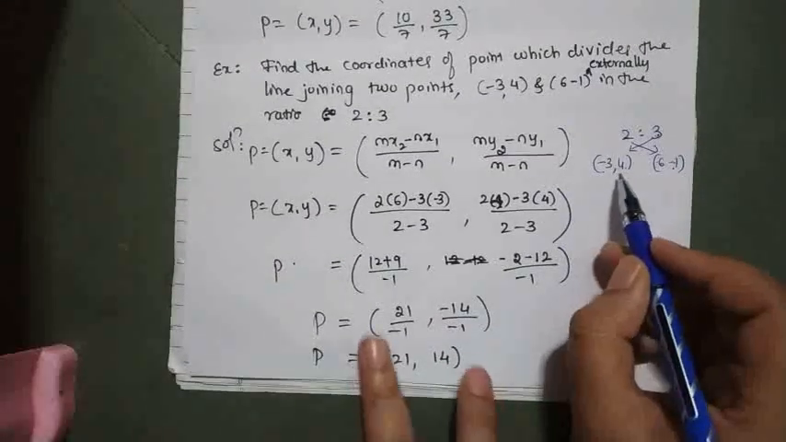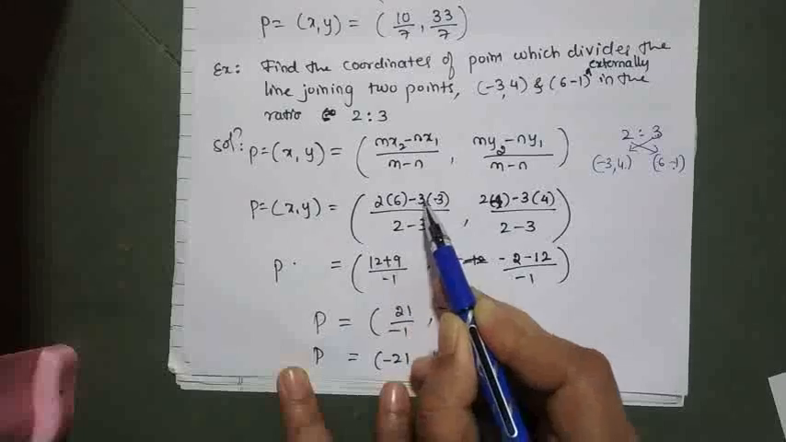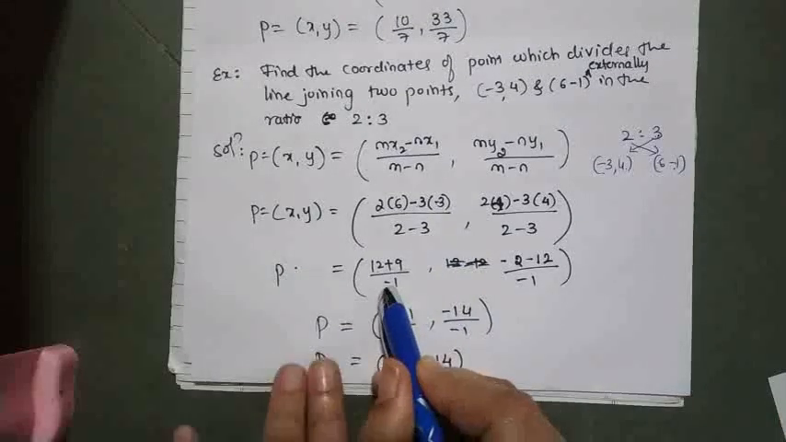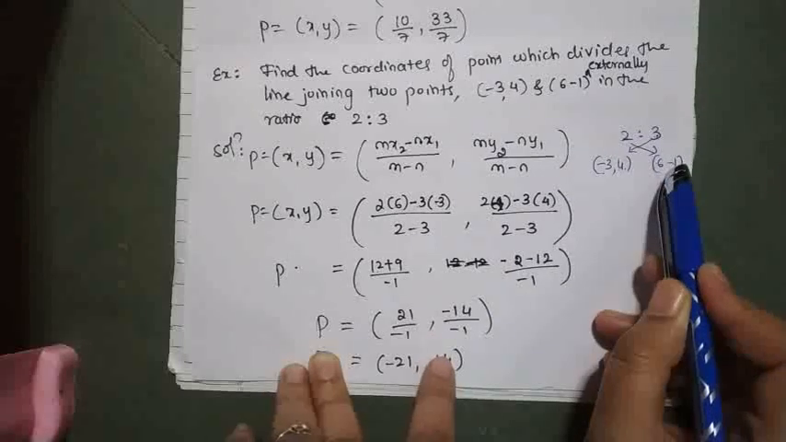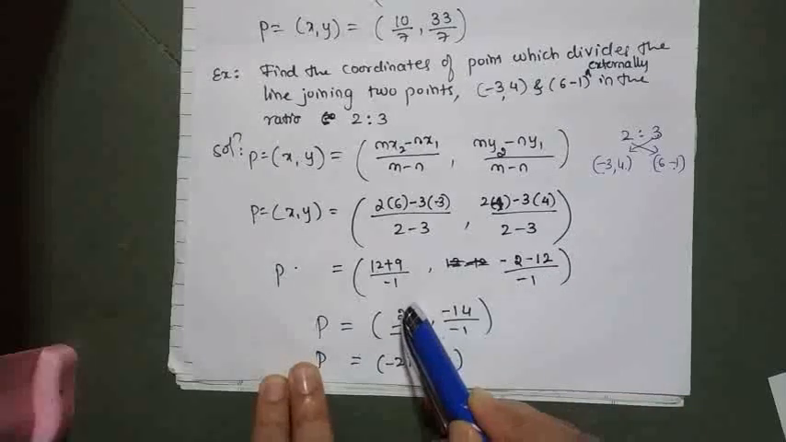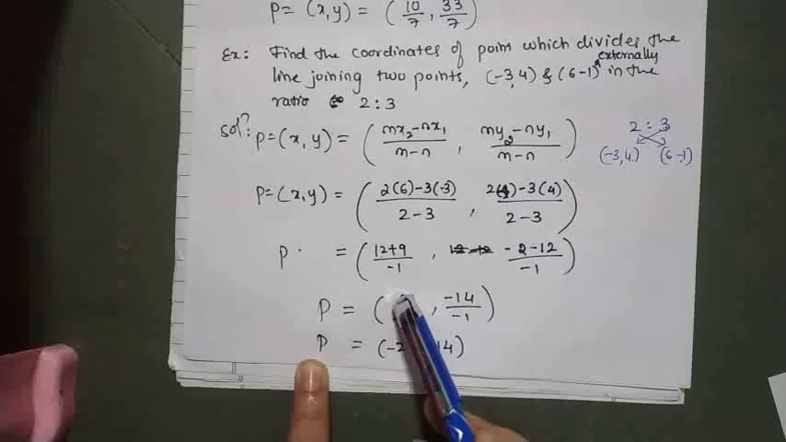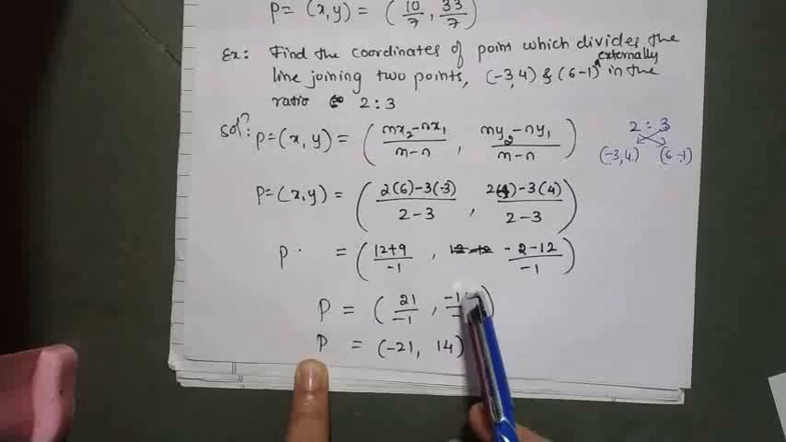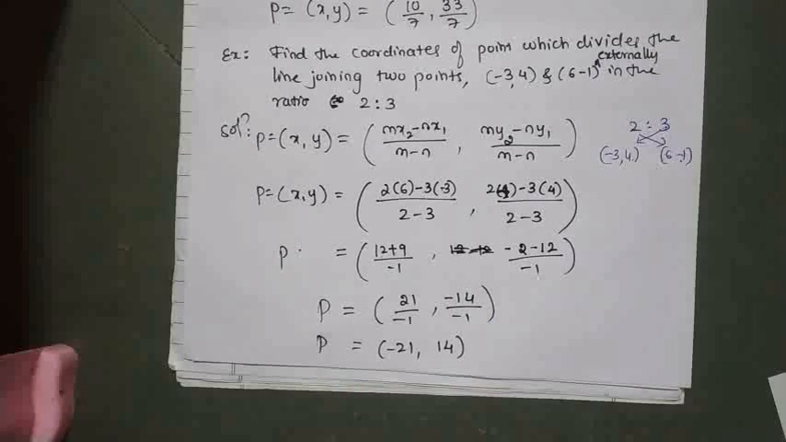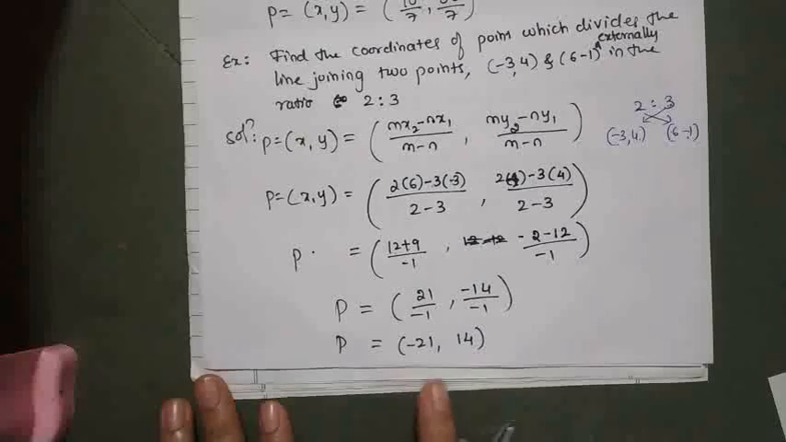So that is equal to 12. 2 into 6 is 12. Minus into minus is plus 9, divided by 2 minus 3 is -1. Similarly, 2 into -1 is -2, 3 into 4 is 12, so -14 by -1. So this is 21 by -1 and this is -14 by -1. So -21, and minus will get cancelled, plus 14. So the coordinates of the point P which divides the line segment joining the 2 points externally in the ratio 2:3 is given by (-21, 14). Next example.